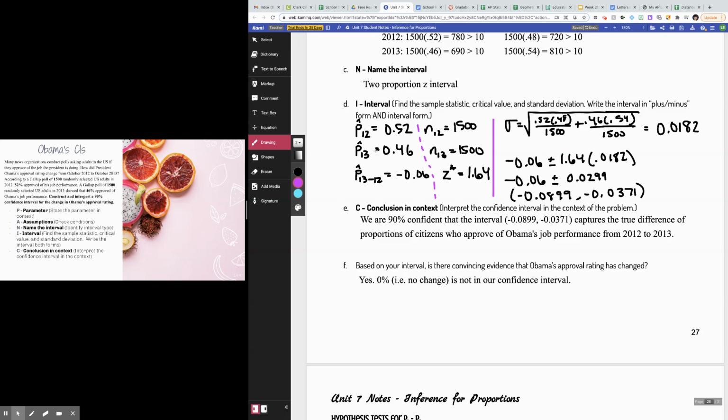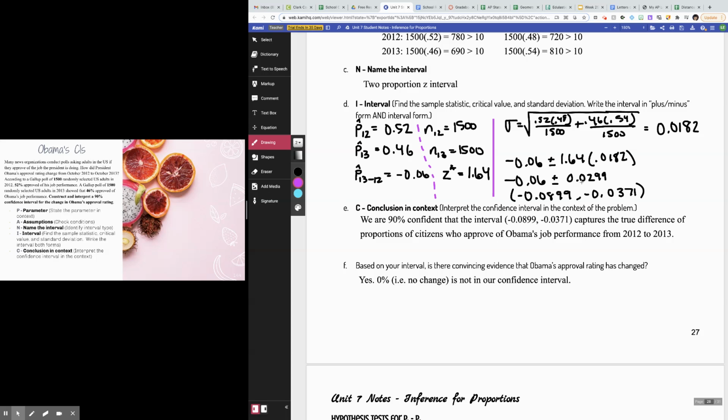Okay, so I have my sample proportion for 2012 and 2013. Since we're talking about a change in his approval rating, usually you want to do the newer year minus the older year. So I did 2013 minus 2012 because that can give me a direction for the change as well. Sample size for both is 1,500. And then because I'm dealing with a 90% confidence interval this time, I'm using the Z star value of 1.64. You could have used 1.65, if you round it differently than I do, that's fine. You'll get essentially the same answer. Okay. So last thing I need to calculate is my standard deviation. So I plugged all of my information into the standard deviation formula and got 0.0182.